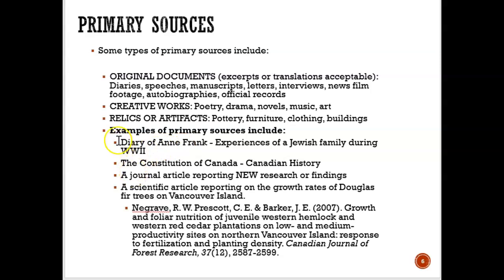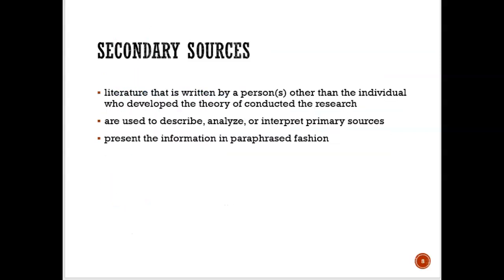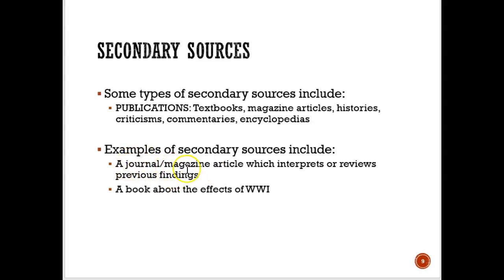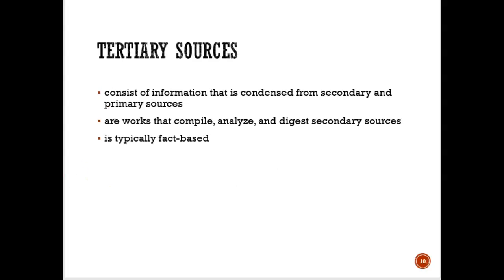Here are just some examples. A diary, someone's diary, is also considered a primary source. Any journal article that's showing new findings, so not literature review articles, but new research findings, would be considered a primary source. A secondary source is when you look at a journal or a magazine article which is doing a review about the previous findings. So it's not brand new research, it's just a review or a summary of the previous brand new research. And then for tertiary sources, good examples are encyclopedias, Wikipedia, and textbooks. Those are great examples of tertiary sources.